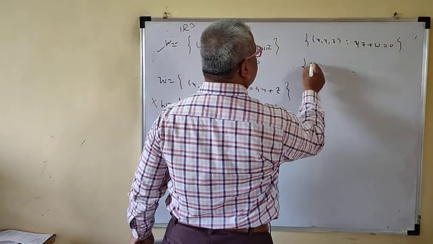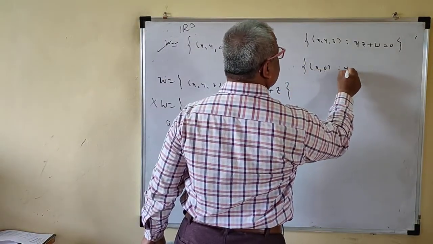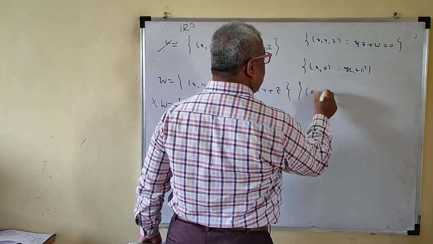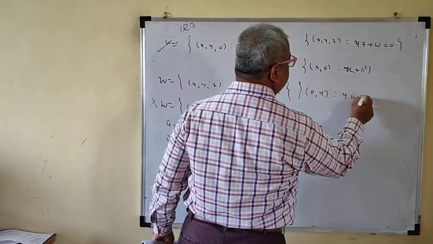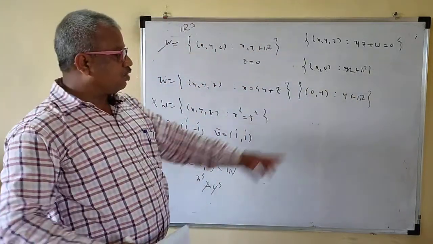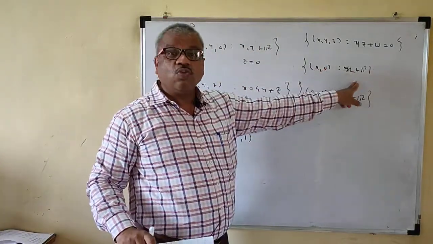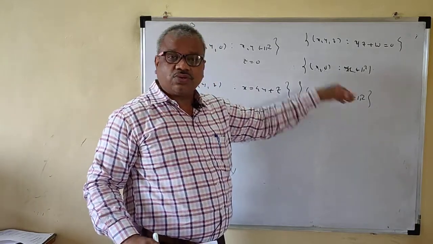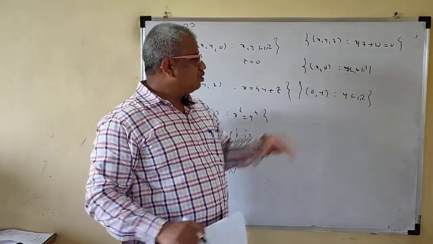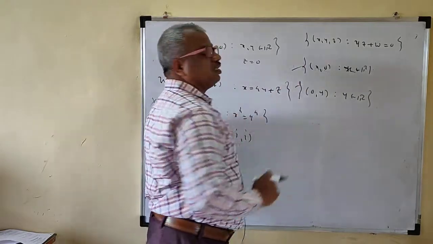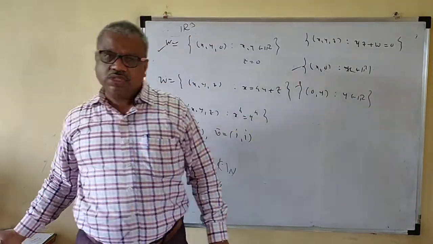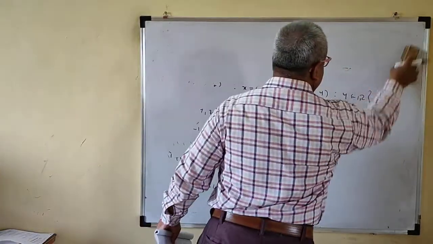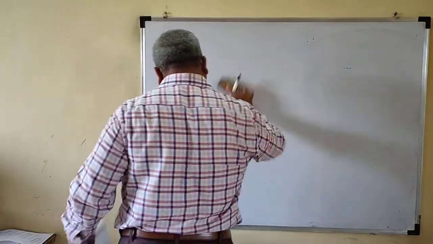Now suppose this is (x, 0), where x belongs to R, and this is (0, y), where y belongs to R. So (x, 0) means y is equal to 0, a line passing through origin. (0, y) means x is equal to 0, a line passing through origin. So that means this is a subspace. If one of the coordinates is 0, then 101% it will be a subspace of V.